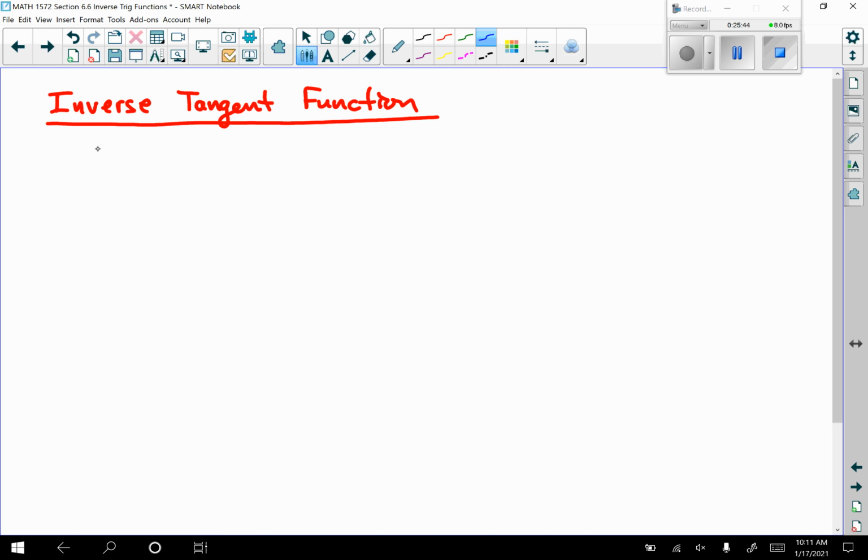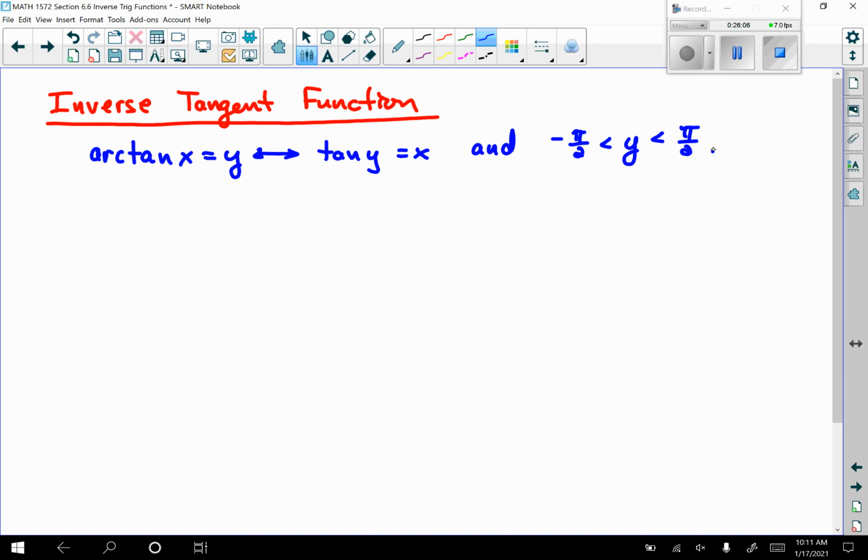And again, we could start by saying arc tangent of x is equal to y, which can be rewritten as tangent y is equal to x. In this case, it's not going to include the pi over 2's, but y is strictly between, so greater than negative pi over 2 and less than pi over 2, not equal to them. And this is all done by the graphs.